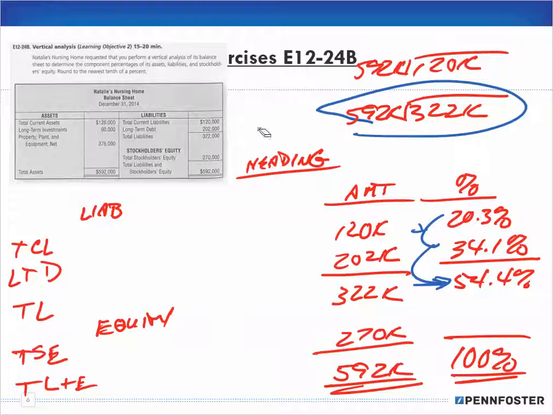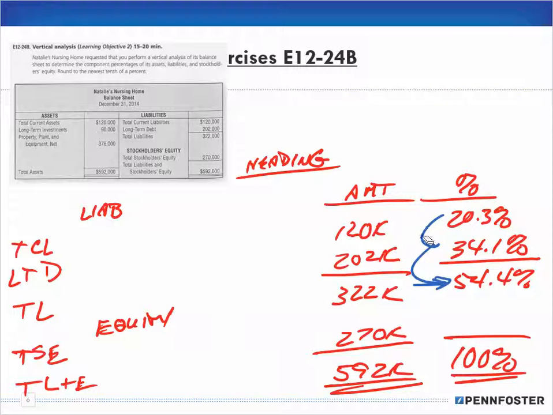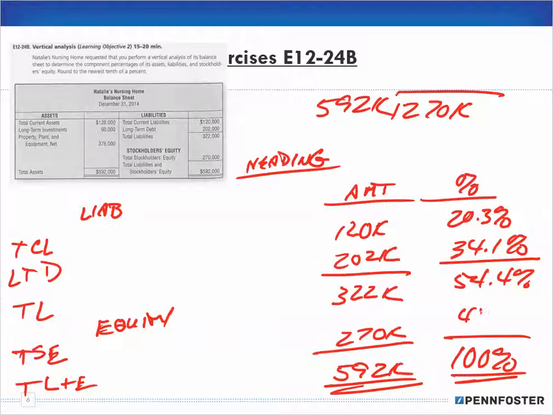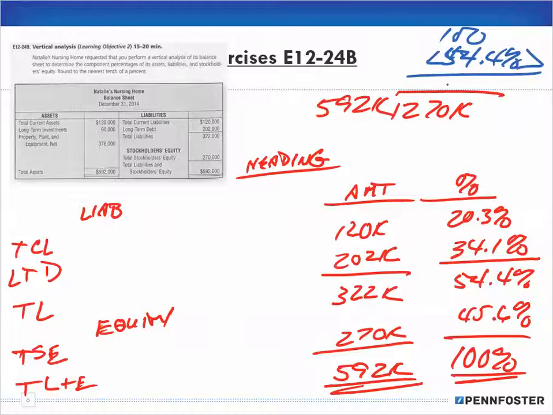Okay. By doing it like this, it allows us to have double checks in our work in order to make sure that we're doing things right. So if I have 270,000 and I divide it by 592, okay, that should give me 45.6%. And I know that if I take my 100% and subtract the 54.4%, that would give me my 45.6 right there, right?